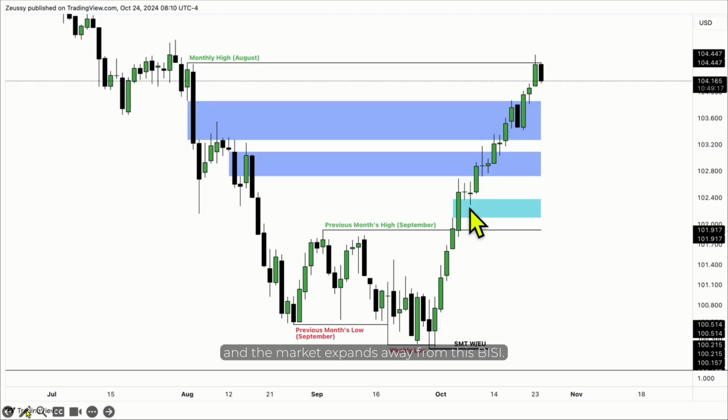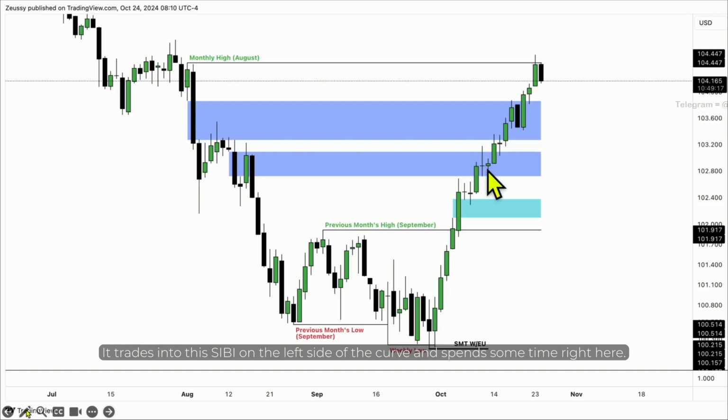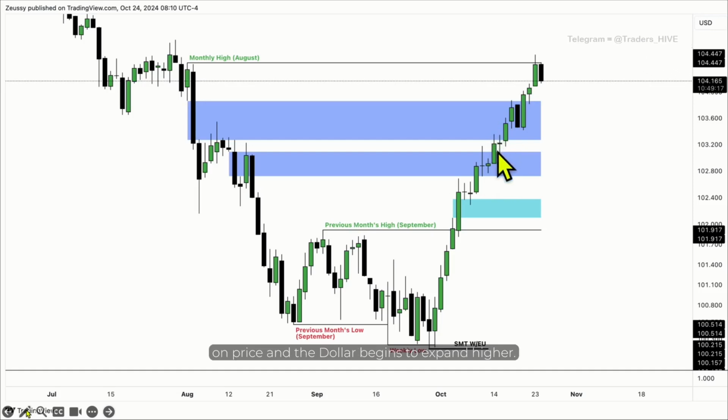The market expands away from this BC. It trades into this CB on the left side of the curve and spends some time right here. The moment that we close above that CB, we can see that it functions as support on price and the door begins to expand higher. It expands into a higher CB right here, and notice that when we reach the high of that CB, we reject it right here. The market retraces into this very small BC which formed, this bullish fair value gap, and then expands away from this CB as well.